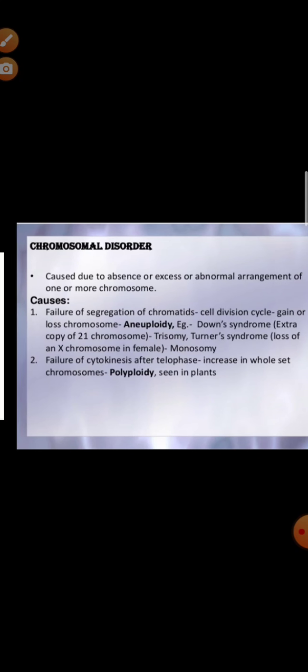Okay, so these five disorders from the Mendelian disorders you have to know: hemophilia, sickle cell anemia, phenylketonuria, color blindness, thalassemia. Okay, now we will discuss the chromosomal disorders.